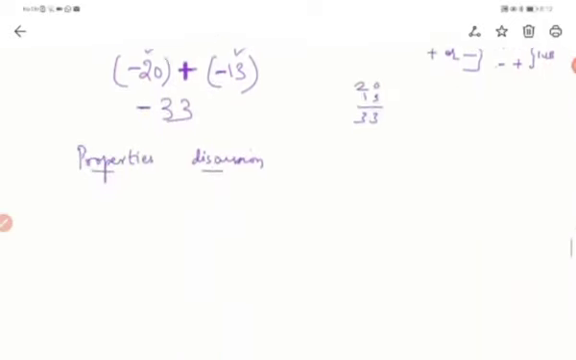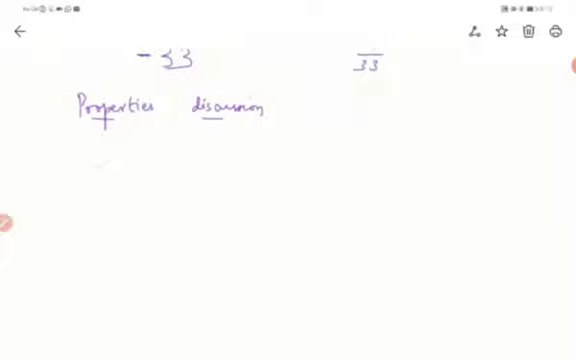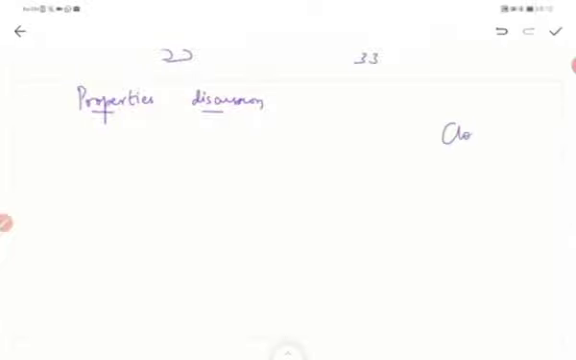Now let's move on to the properties. In whole numbers, we have discussed how many? Four properties, right? Closure property, I hope you remember all these things. Closure property, then we had the commutative property, and then the associative property.